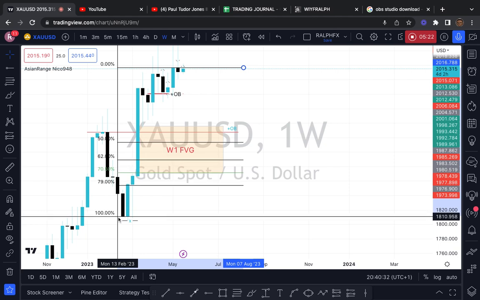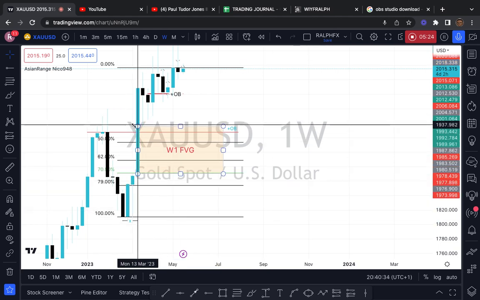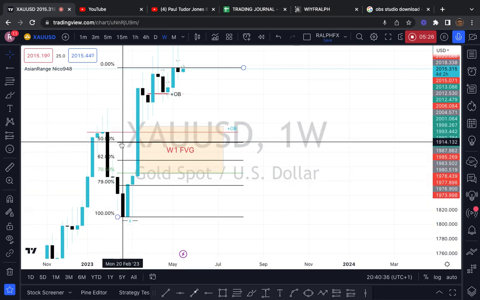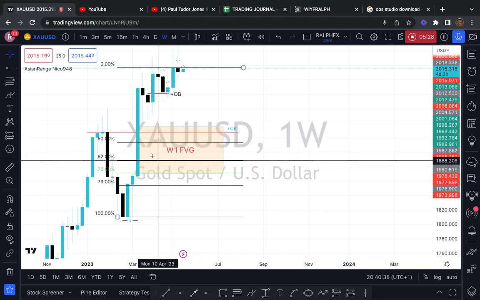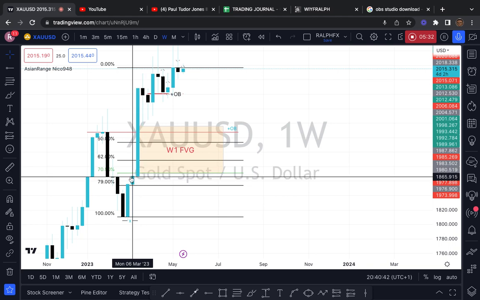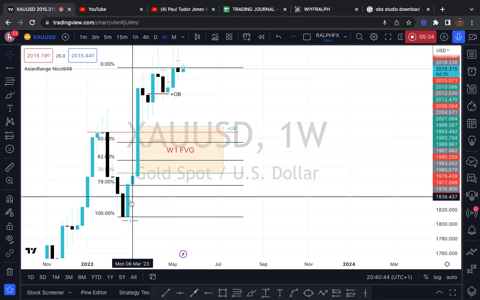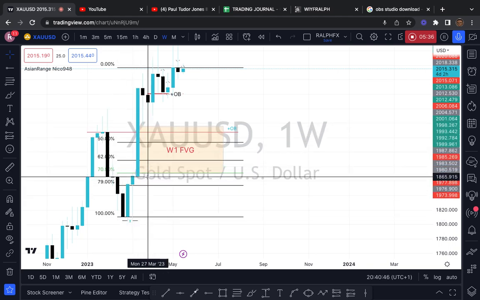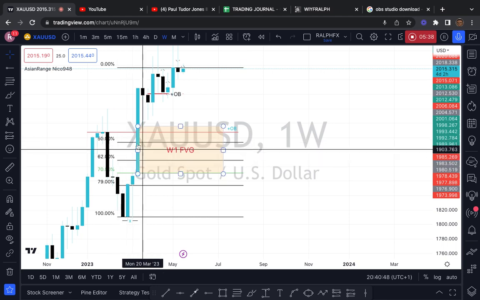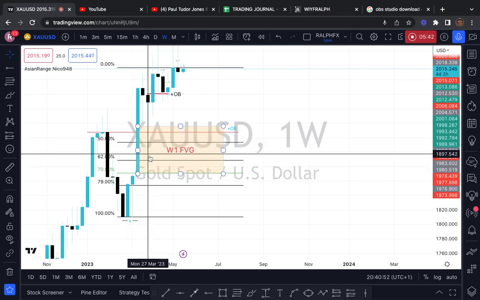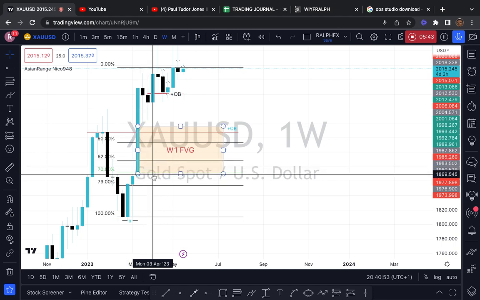Place it right there, yes. So if we look at this, we can see that this fair value gap falls into the 62% retracement. We have this other block and this fair value gap, and they all fall within the range from the equilibrium point to optimal trade entry.